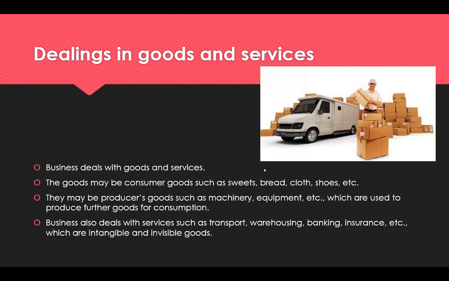First one. Dealings in goods and services. Business deals with goods and services. The goods may be consumer goods such as sweets, bread, cloth, shoes, etc. They may be producers' goods such as machinery, equipment, etc., which are used to produce further goods for consumption. Business also deals with services such as transport, warehousing, banking, insurance, etc., which are intangible and invisible goods.